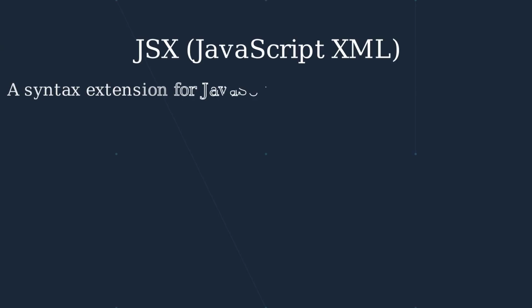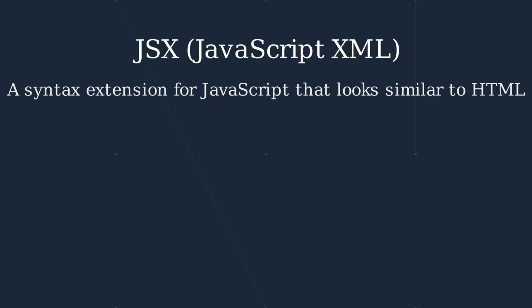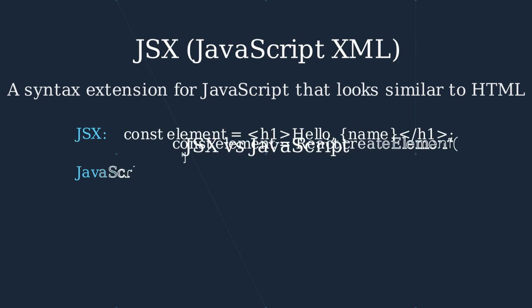JSX, or JavaScript XML, is a syntax extension for JavaScript that looks similar to HTML. Let's compare JSX with regular JavaScript to see how it makes React code more readable and expressive.